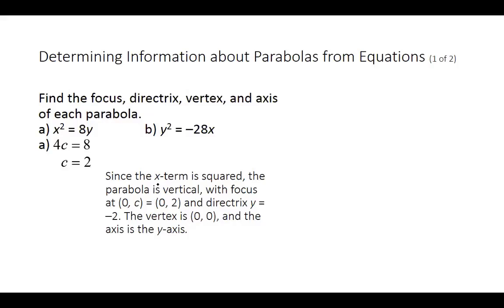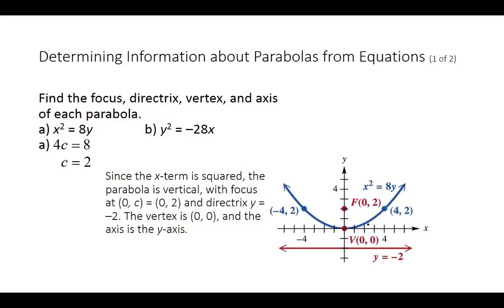Since the x term is squared, the parabola opens vertically with the focus at (0, 2), since c is equal to 2, and the directrix y would be equal to -2. The vertex is at the origin, and the axis is the y-axis. And you can easily graph this knowing all this information.